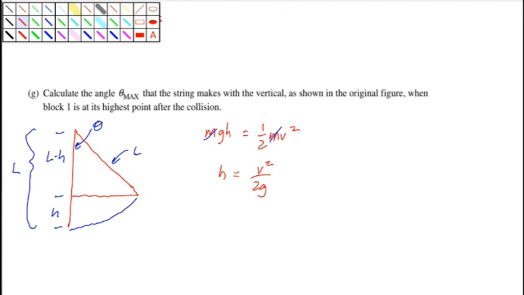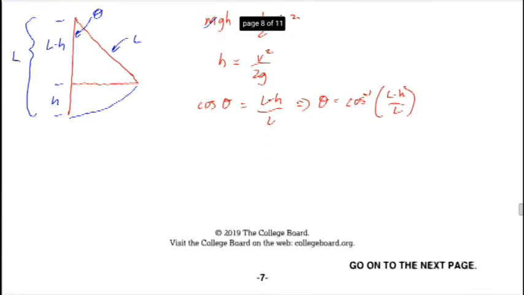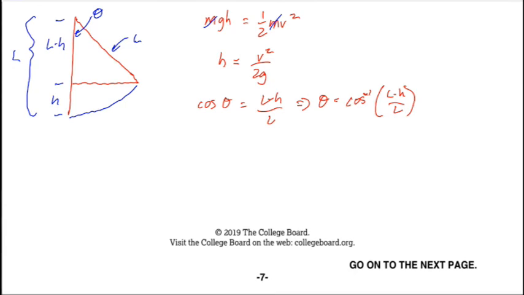And once we have that, to find the angle, we also know that cosine theta is going to be equal to L minus h divided by L. So theta itself will be equal to the inverse cosine of L minus h divided by L. And now we're just going to plug in some values. We know what we're looking for here, and we have our numbers. So the first thing we're going to find is h.